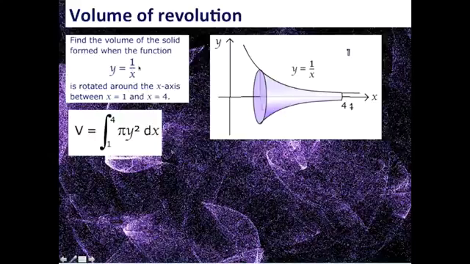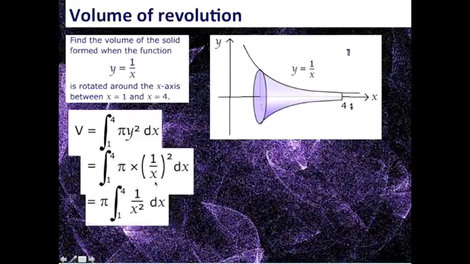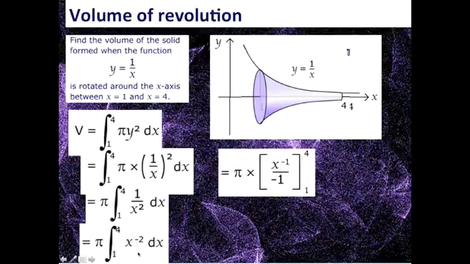So here f(x) is 1 over x, so it's going to be pi times (1 over x) all squared. That is the same as, we can take out pi as a constant, so pi times the definite integral between 4 and 1 of 1 over x squared. That is the same as, using rational exponents, x to the negative 2.